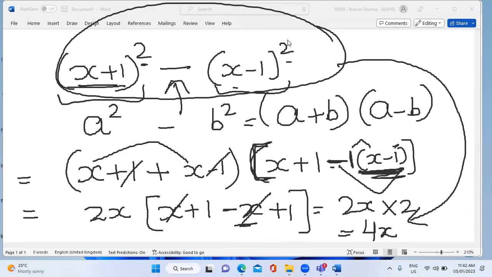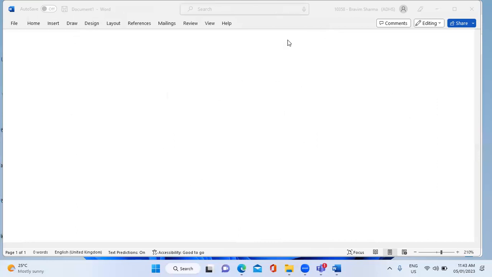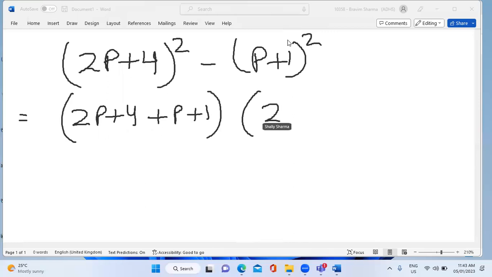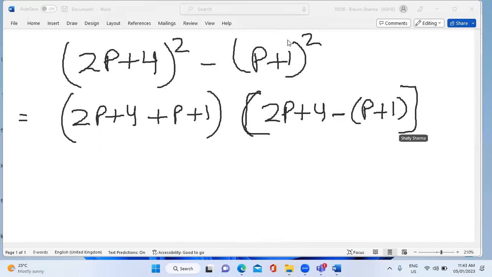So you must identify that we have to apply here the factorization of the difference of the square of two numbers. That expression will be used here. Let us do one more question, the same way. For example, I have (2p plus 4) the whole squared minus (p plus 1) squared. In this case, again, we can apply the same rule. So it will be (2p plus 4) plus (p plus 1) and then (2p plus 4) minus, because we have two terms, so better to write in a bracket first.